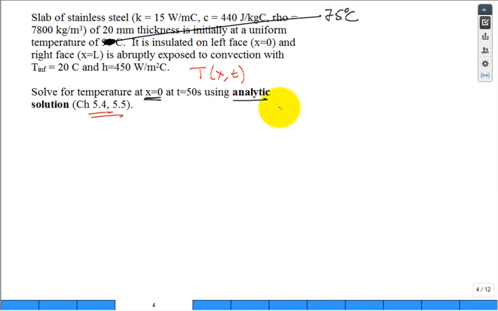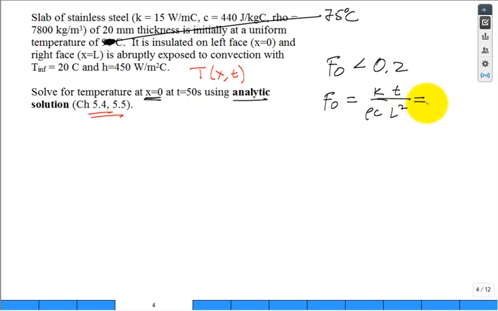We're going to check the Fourier number, and if the Fourier number is less than about 0.2, then we only need the first term in the analytic sum. Otherwise, the analytic solution has an infinite series, a summation of an infinite number of terms. When you check the Fourier number for this problem, it's alpha, which is k divided by rho c, times t, where time is 50 seconds, divided by L squared, where L is 0.02.